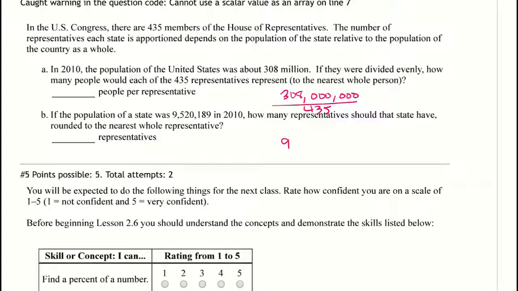So if the population of the state is 9,520,189, then we can use the percentages from part A to figure out how many representatives that state would need. So first we would find out, let me write it all out, what percentage of the whole population that is, and then multiply that by how many representatives that percent should get. So times the total number of representatives, which is 435.